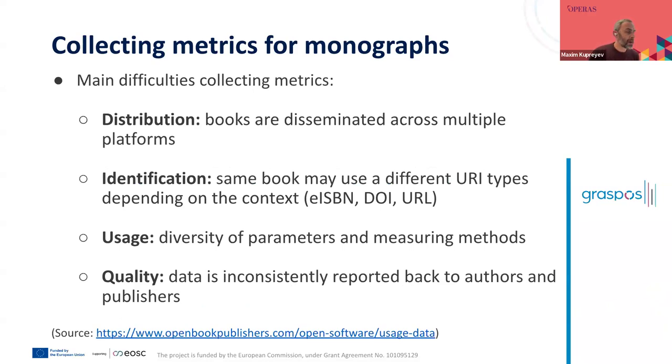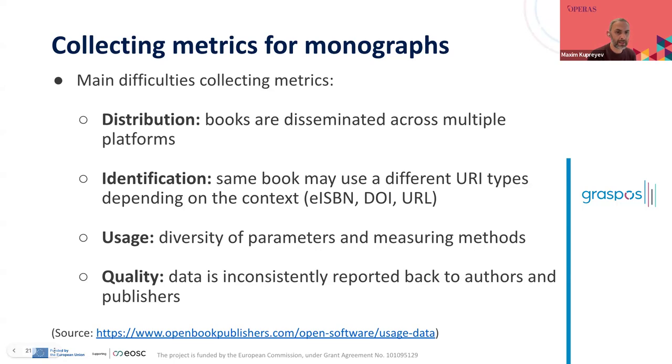When publishers talk about metrics, they usually mean statistics taken from their own websites, for example, page visits or downloads. And this is because collecting comprehensive book metrics is a very difficult task. It's a challenging task, and it is complicated by a number of factors. And these factors are the following.